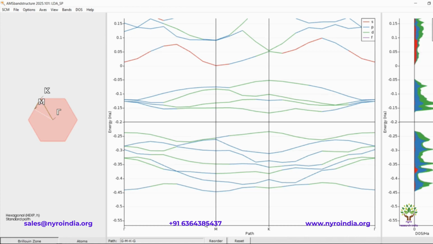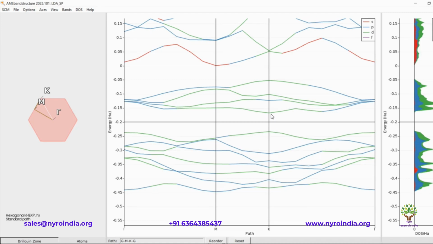The key features to analyze are, first, the band gap, which is the energy difference between the highest occupied band, the valence band maximum, and the lowest unoccupied band, the conduction band minimum. For the molybdenum disulfide monolayer, we can observe the direct band gap typically located at the K point. This is the K point of the Brillouin zone. Then the band dispersion, the shape and curvature of the bands, which are related to the effective mass of electrons and holes.